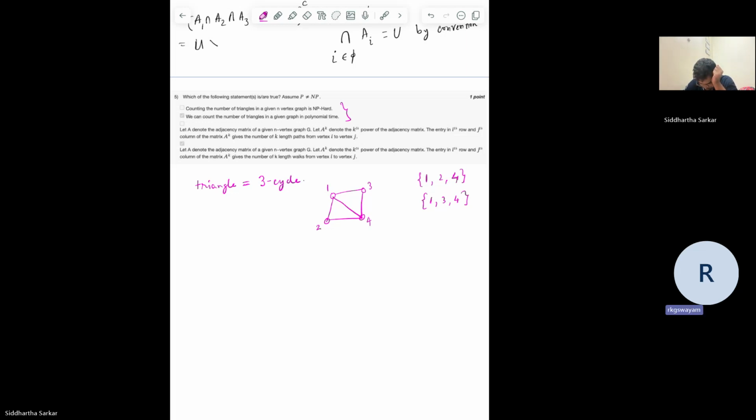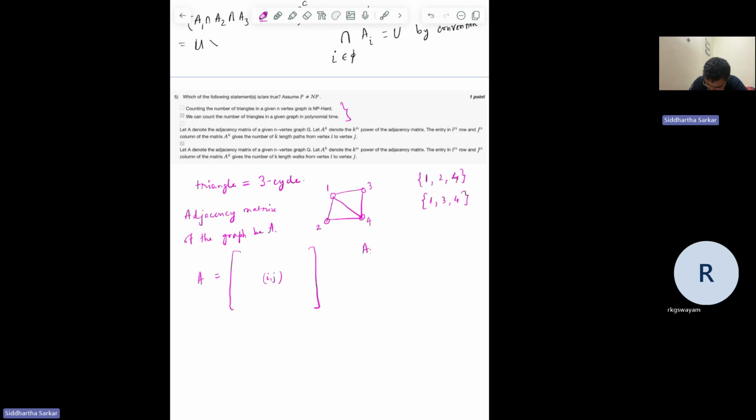So I think that we can take the help of the adjacency list or adjacency matrix representation. Let us say the adjacency matrix of the graph be A. So what is the adjacency matrix? The adjacency matrix is a 0 1 matrix. The ijth entry a_ij is 1 if and only if there is a direct edge between vertex i and vertex j.